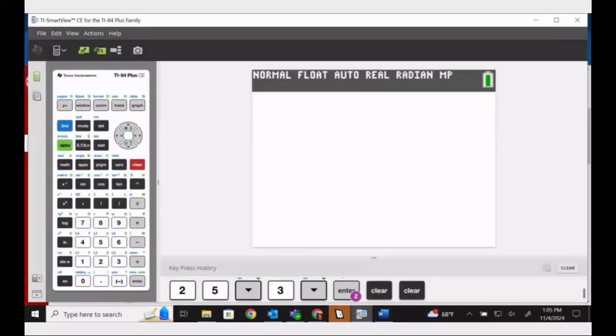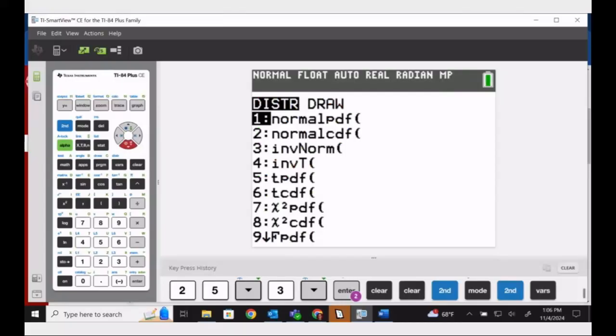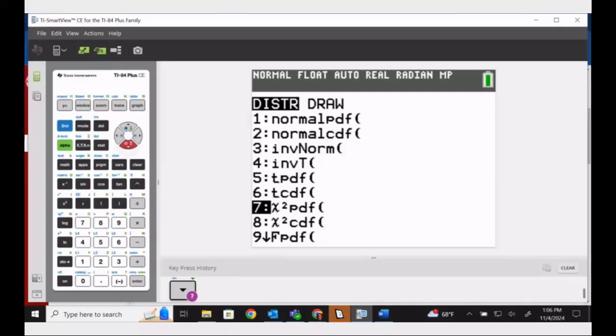From this screen, you have to be on this screen right here. You can't be in a table. You can't be in a y equals. You have to be on this screen, just a blank screen. If you're not here, second and mode will take you to this screen every time, no matter where you're at. So second and vars, so that you go into the distributions. We're going to scroll down, down, down, down, down.